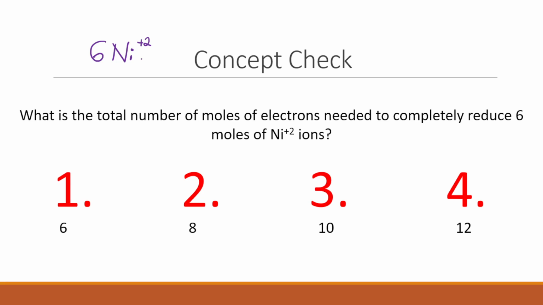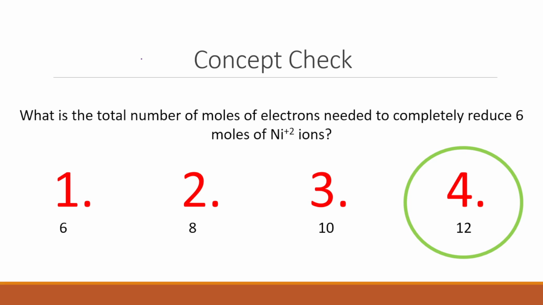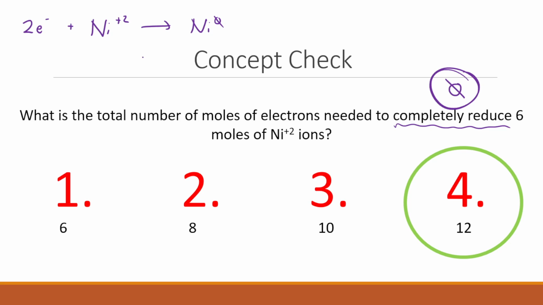In this case, we're looking at 12 moles of electrons. Why 12 moles? Completely reduce means bring it back to 0. So if we have Ni plus 2 and we want to go to Ni 0, we need 2 electrons. But we don't just have 1 mole of nickel, we've got 6 moles of nickel. So we're going to need to do that 6 times, meaning we're going to need 12 moles of electrons.